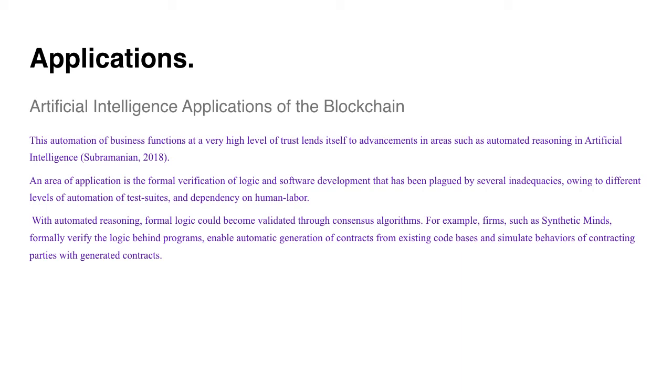Whereas with the blockchain, it is assumed that once the rules are set, you set them up as smart contracts and incentivize, say, testers, incentivize testing software, etc. This formal logic can become validated through consensus mechanisms, like, say, a majority of the network will approve that this test case passes all the conditions needed for passing, right? For example, firms such as Synthetic Minds, which formally verify the logic behind programs, enable automatic generation of contracts from existing code bases, and they simulate the behaviors of contracting parties with generated contracts.